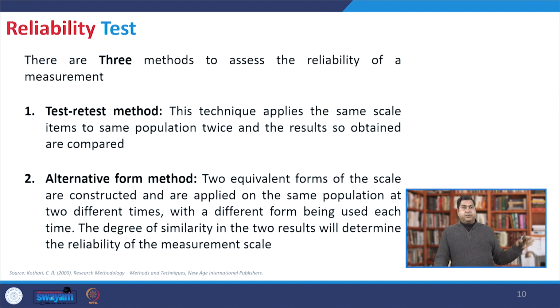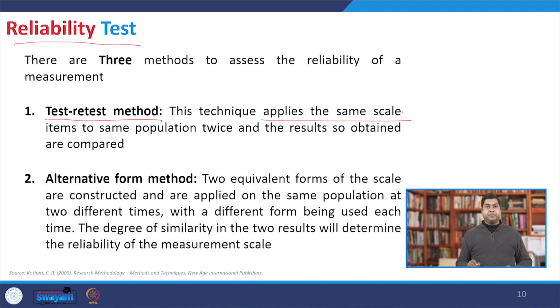Now along with the validity, we also need to go for some kind of reliability test of this particular measurement scale, and there are 3 such popular methods. One is the test-retest method. In this particular technique, the measurement scale item is used twice for the same population.